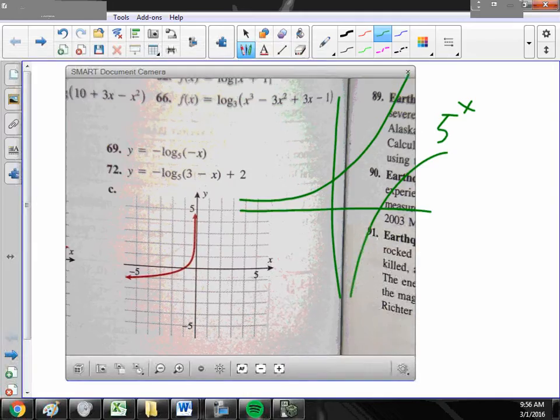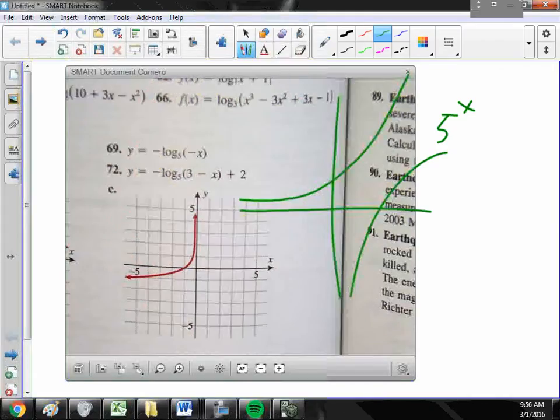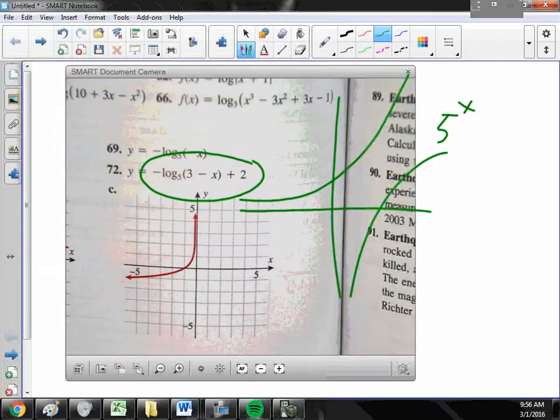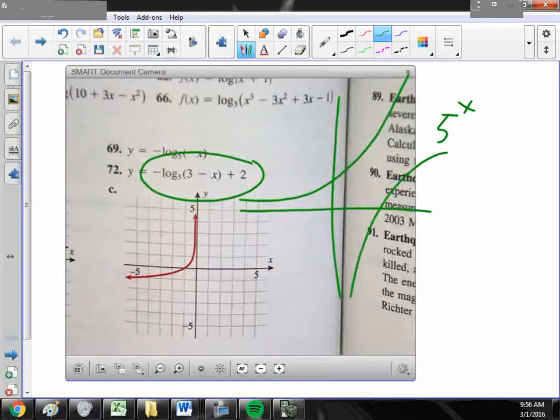Now it's getting kind of complicated, right? There's got to be a way to do this in my calculator. What's the problem about graphing that? It's not a log base 10. Now, technically it's not going to matter much because a log base 10 and a log base 5 are just going to vary in steepness.